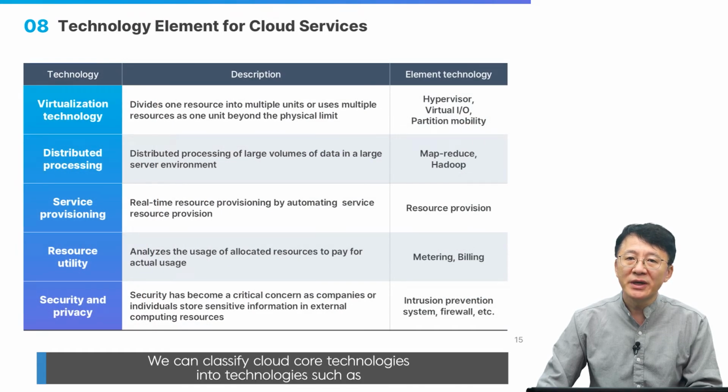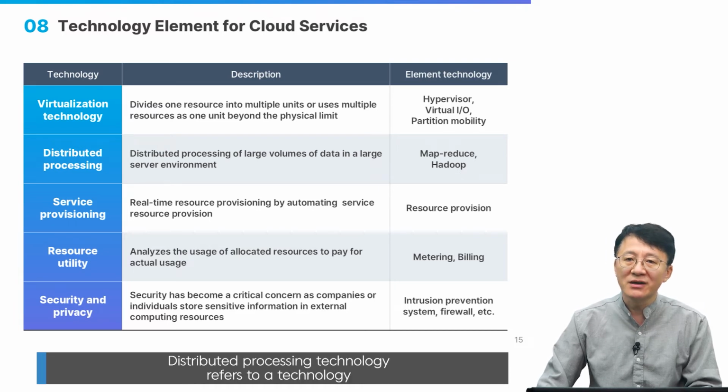We can classify cloud core technologies into virtualization technology, distributed processing, service provisioning, resource utility, and security and privacy. Although virtualization technology will be explained in Part 2, it refers to a technology that divides one piece of hardware and uses it as if it were multiple pieces of hardware.